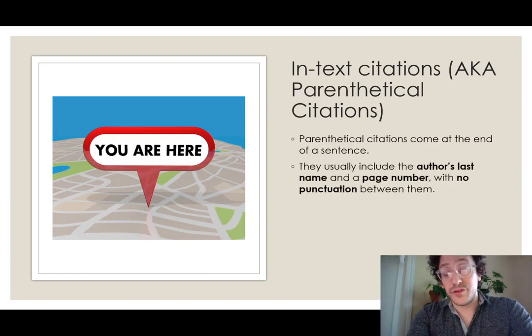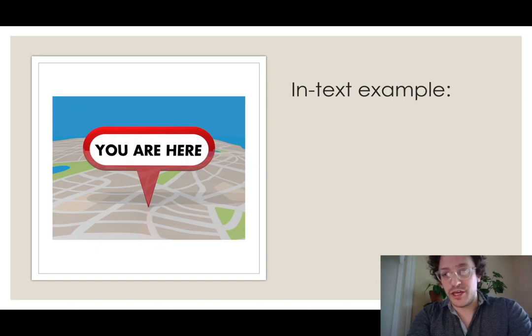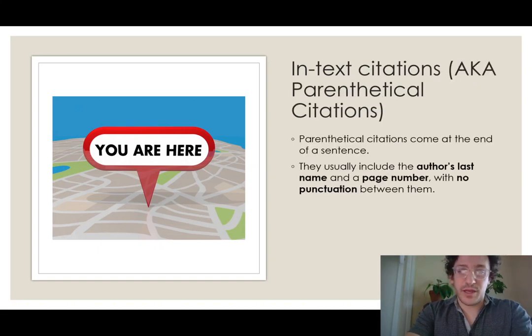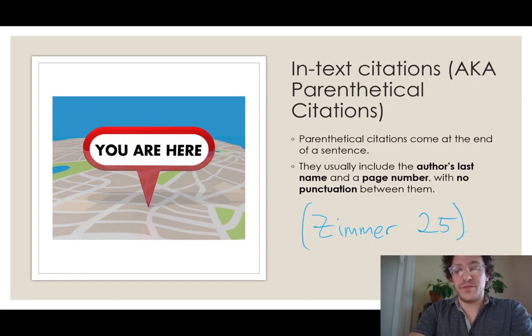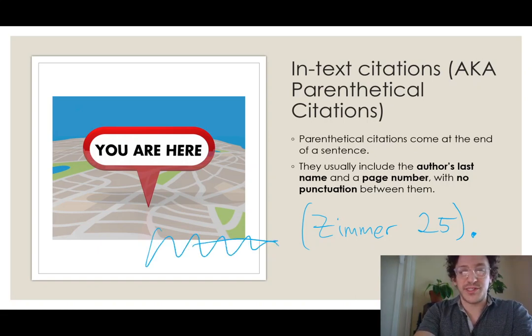Usually, not always, the parenthetical citations include the author's last name and a page number with no punctuation between them. For example, if you read something that I wrote, my last name is Zimmer. Let's say you quoted me on page 25. It would look like that. And then there would be a period. The period is coming at the end of this, whatever sentence came before this citation.